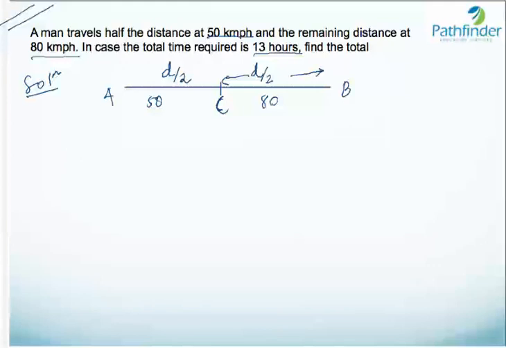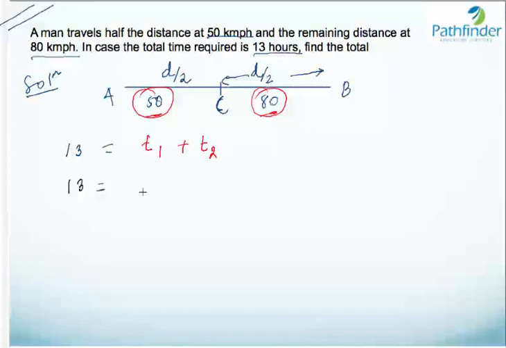So where have we spent these 13 hours? We have spent 13 hours in two segments, and you would recall that each segment is the distance traveled at the same speed. In this case, in one segment this man travels at 50 km per hour, in the other segment this man travels at 80 km per hour. So we have 13 is equal to time traveled in the first segment plus the time taken in the second segment.